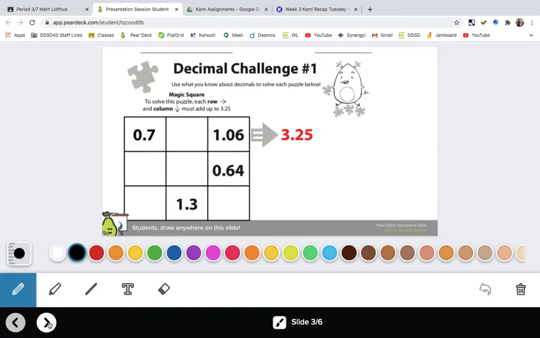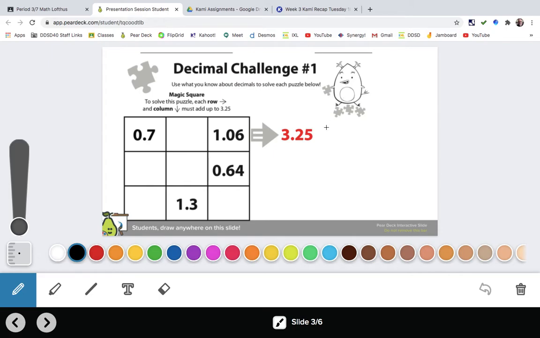This is a puzzle that you can work on if you want. It is certainly not required, but I will show you, and I showed in class how to do this. This is a magic square, meaning that all the rows and all the columns all add up to 3.25.